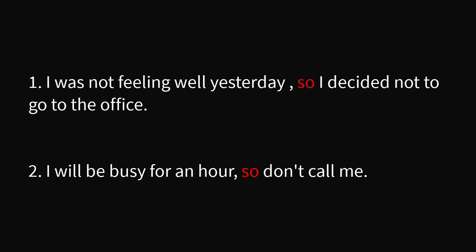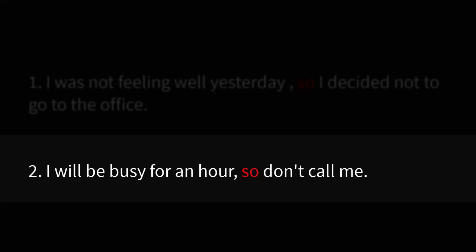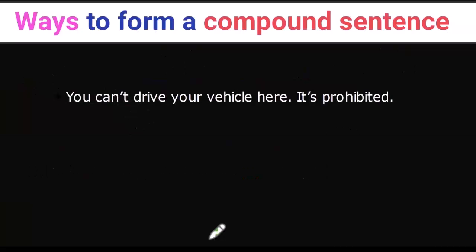Second example: I will be busy for an hour, so don't call me. I will be busy for an hour. As a result, this is why: don't call me. Alright, so this is how you form a compound sentence using the coordinating conjunction so. Now let's understand all the different ways to form a compound sentence. A compound sentence can be formed in different ways, in a variety of manners.